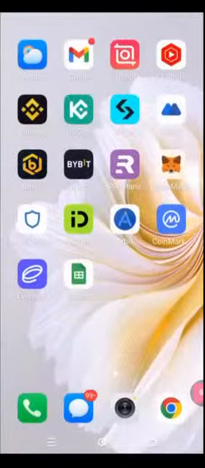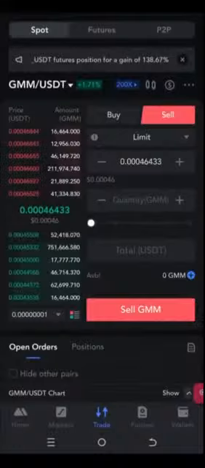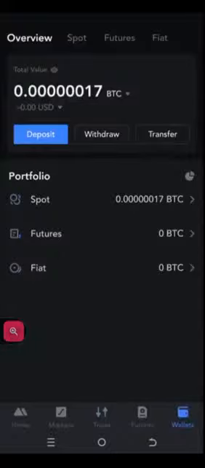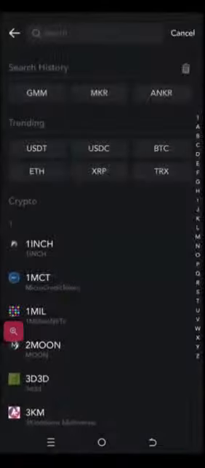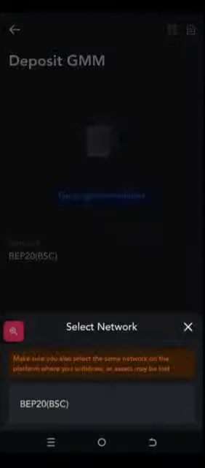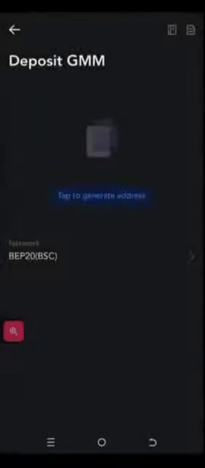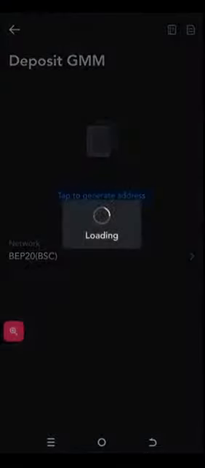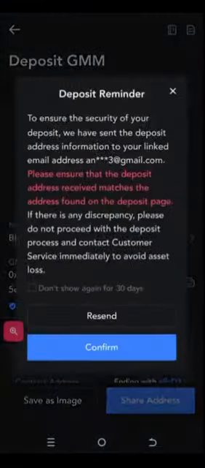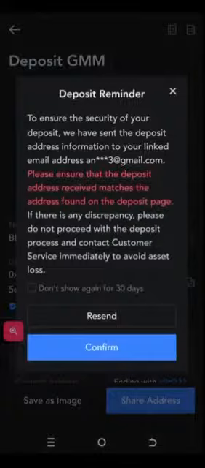So we're going to go over to Mexi and take every single thing. I hope the price is still good. If not, we're going to set a sell limit, whatever it is, right? So we want to deposit it, and we're depositing GMM. Okay, BEP20, right? That's what we want. We're going to tap to generate it. So let's see. Ensure. All right. Yeah, okay, no problem.